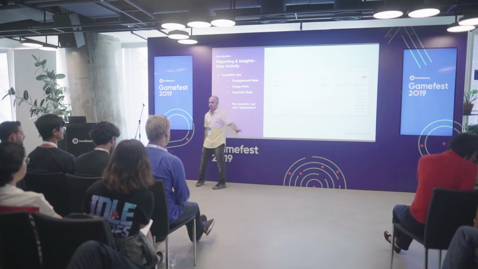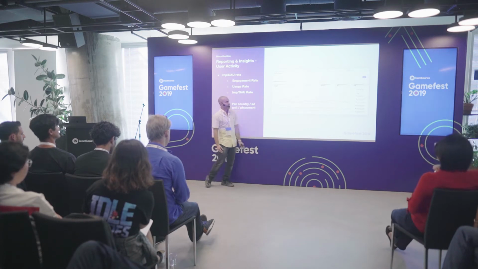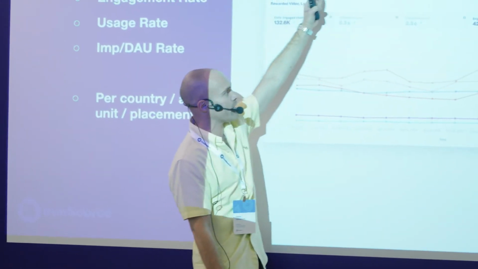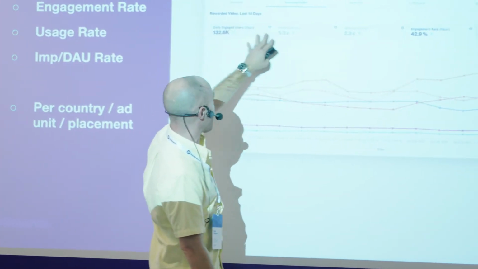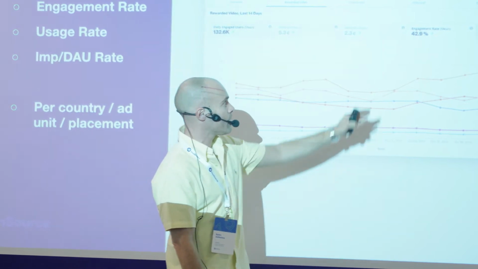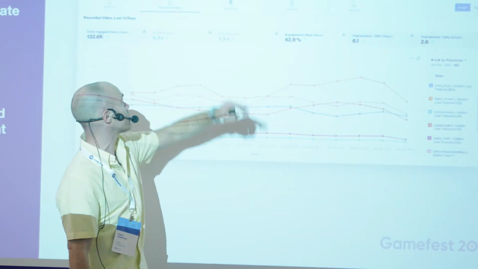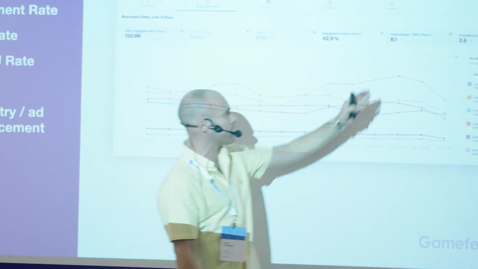This is the reporting that we offer in our platform. Others can offer different reporting, but what we are looking at is, for each ad unit, besides the ARPDAU and the regular metrics, what is the engagement rate with the ad unit, with rewarded video, with interstitial? What is the usage rate?